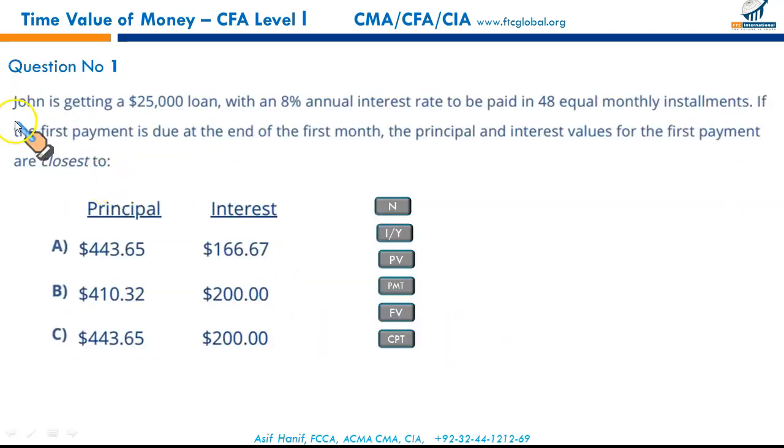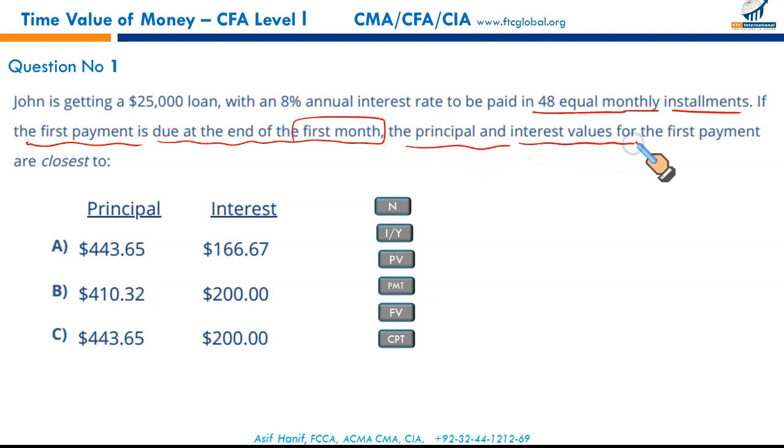Okay. John is getting a 25,000 loan with 8% annual interest rate to be paid in 48 equal monthly installments. If the first payment is due at the end of the first month, the principal and interest values for the first payment are closest to.